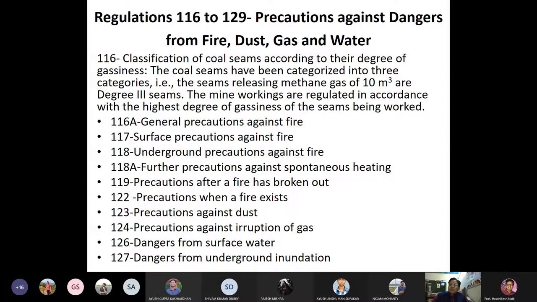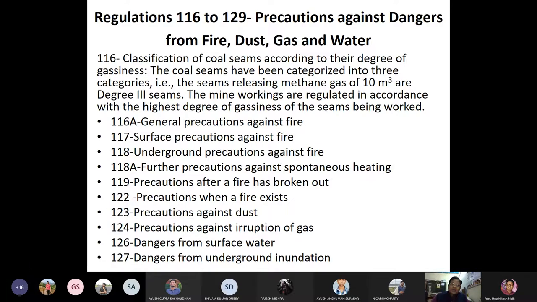Similarly, regulation 127 of the coal mines regulation defines the precautions to be taken so that the dangers from underground inundation, flooding, will not take place in your mines. What precaution so that in the underground mines the inundation will not take place? So this is defined in your regulation number 127.